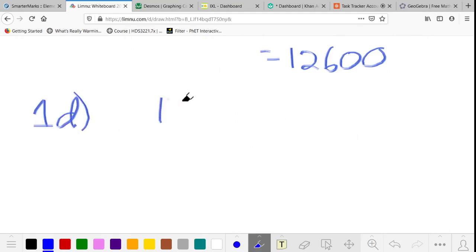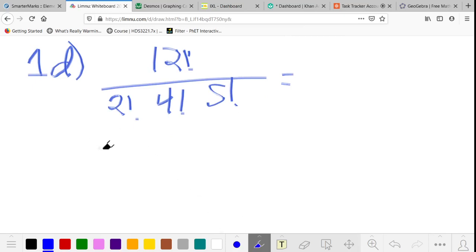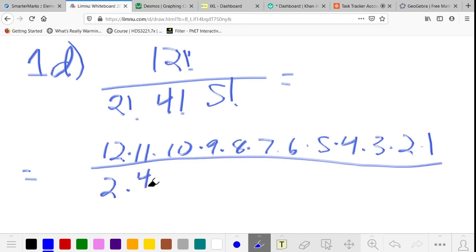1d, finally, 12 factorial over 2 factorial, 4 factorial, 5 factorial. That I'm going to write down here for the space. 12 times 11 times 10, 9, 8, 7, 6, 5, 4, 3, 2, and 1. All over 2, 4, 3, 2, 1, 5, 4, 3, 2, 1.